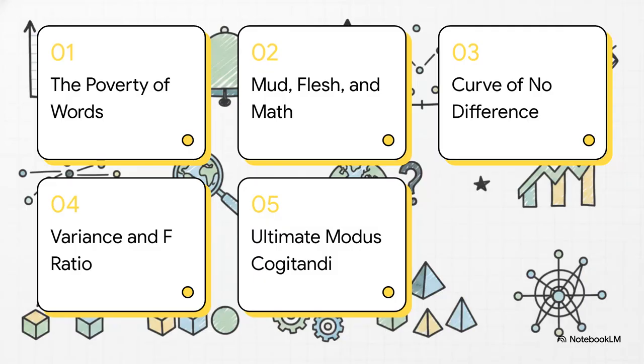Here's our roadmap for the journey. We've got 5 key stages to cover. We'll start with the primitive poverty of words, wade through the messy domain of mud and flesh to discover math, confront the curve of no difference, hit the climax of the F ratio, and finally, completely redefine how we think. Let's jump in. Section 1.